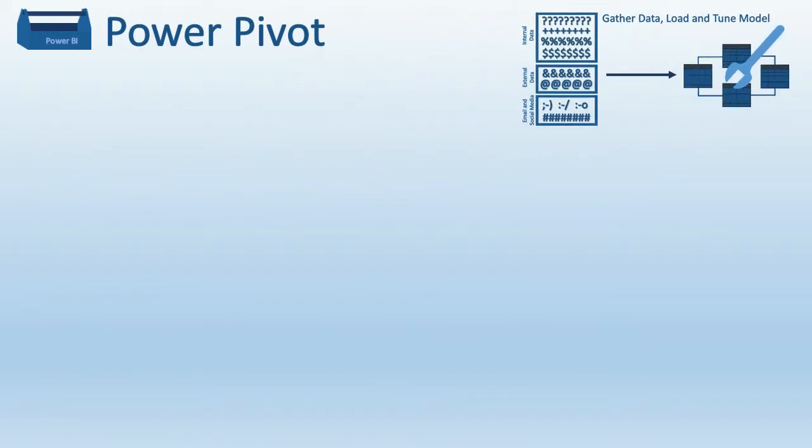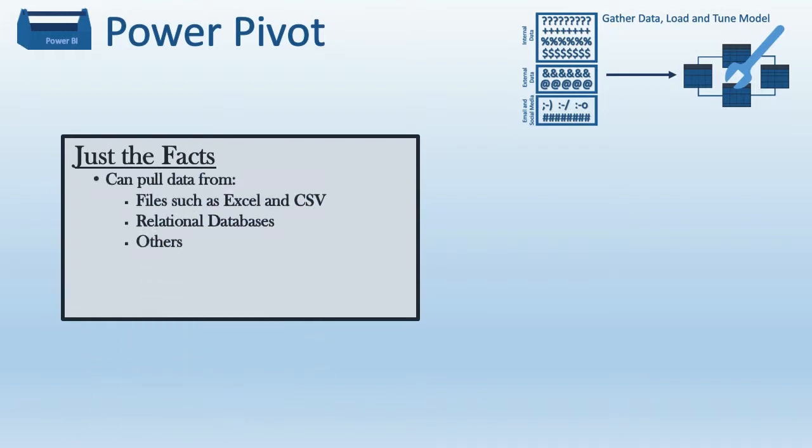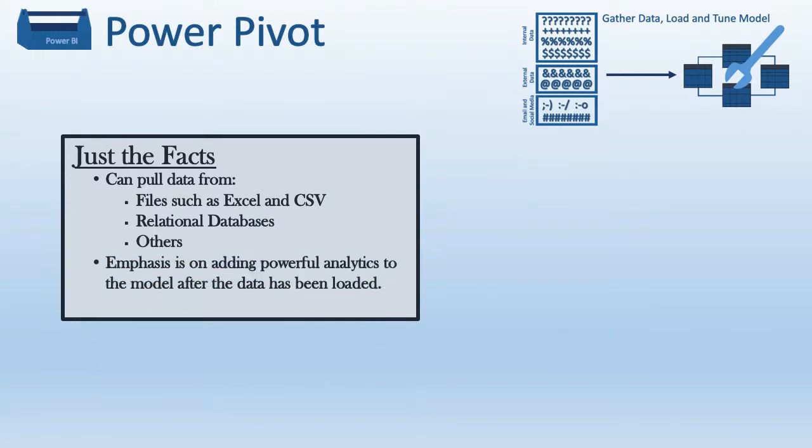Power Pivot can pull data from a number of different types of sources, including files and relational databases. But the emphasis with Power Pivot is on adding powerful calculations and business logic into the model itself. Power Pivot lives inside of Excel and, to a lesser extent, inside of the Power BI Designer.